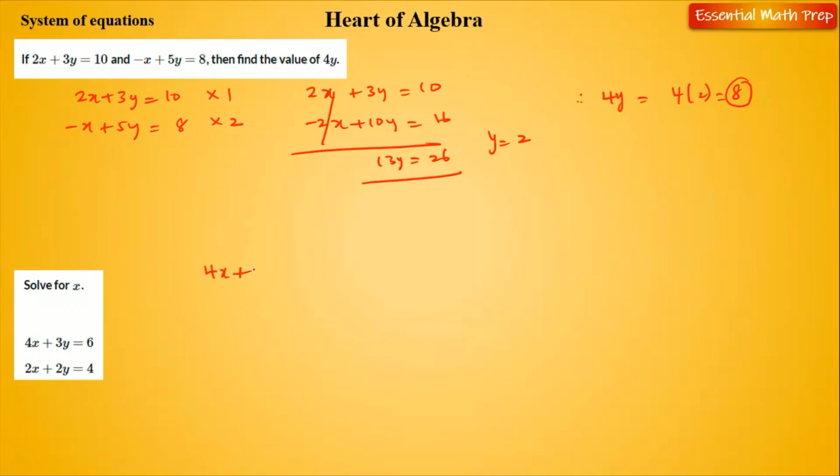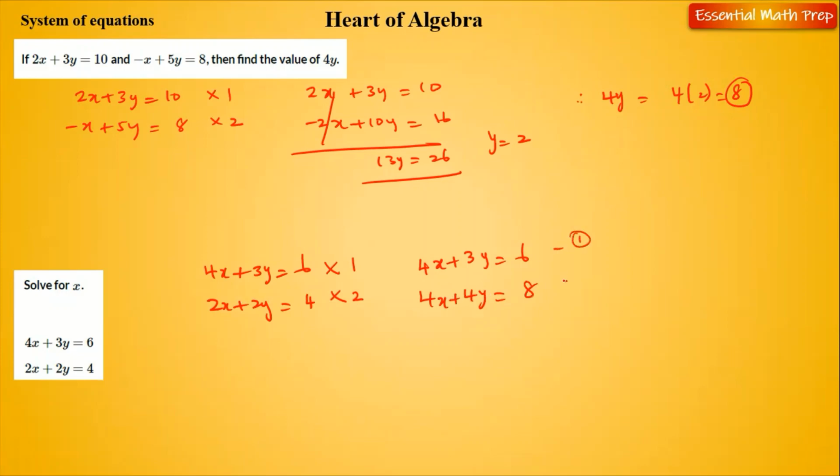Let's do the bottom one. 4x plus 3y equals 6. 2x plus 2y equals 4. So it really is up to you whether you want to get rid of x or y and whether you want to use method 1 or 2. I chose method 1. So if I multiply the top equation by 1 and bottom by 2, then it leads me to 4x plus 3y equals 6, 4x plus 4y equals 8.